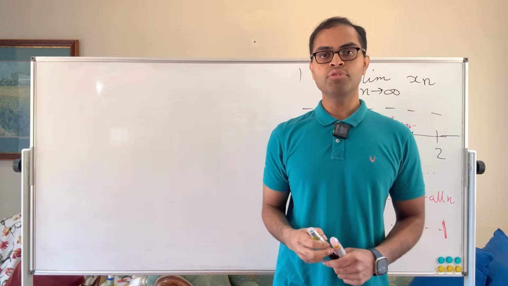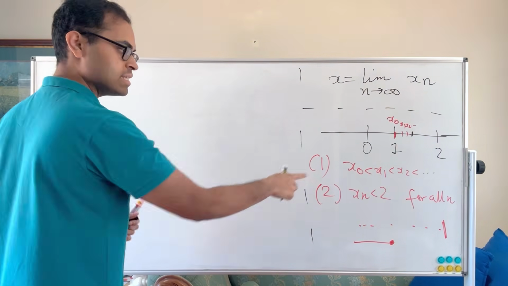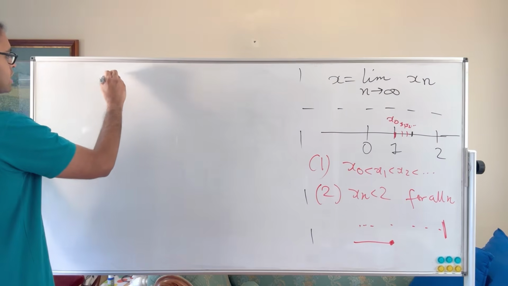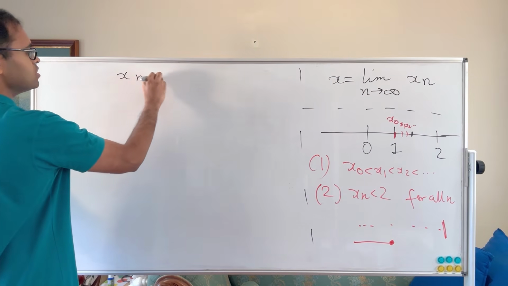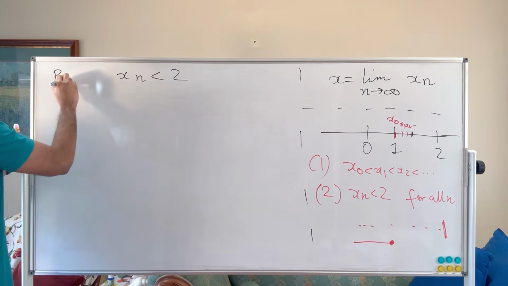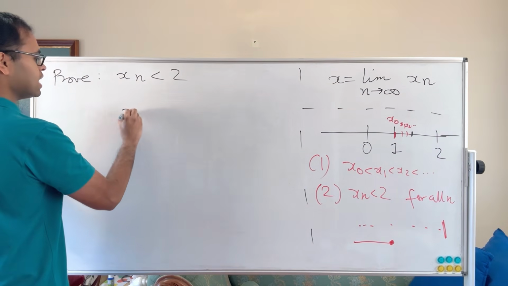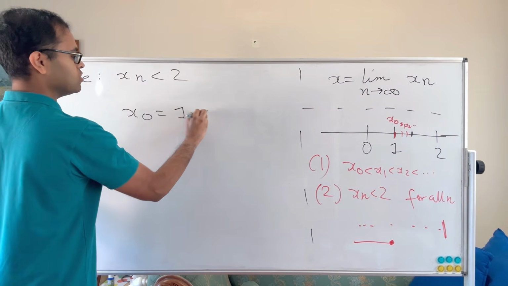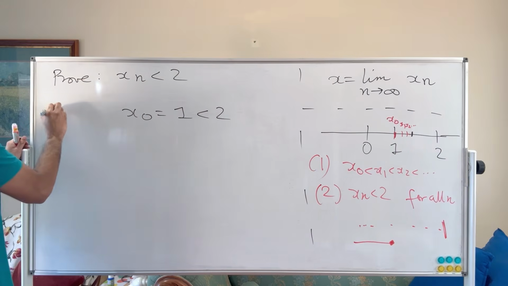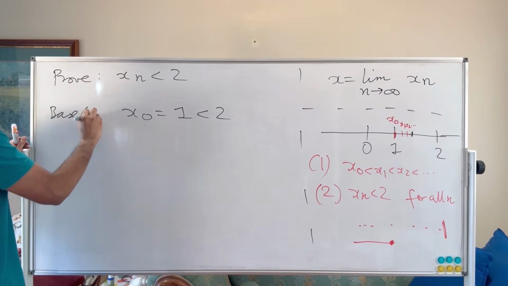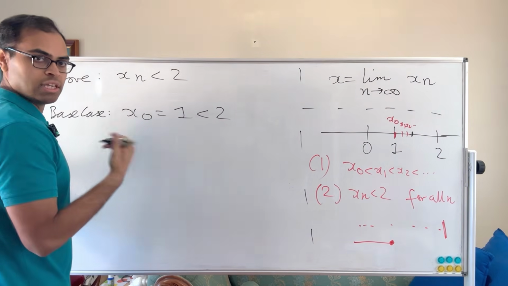So I'm going to do step 2 first. I'm going to prove that xn is less than 2 for all n. That's actually going to be an induction proof. We're going to prove this for all n, and this is a beautiful introduction to mathematical proofs. First of all, we know that x naught is equal to 1, which is less than 2. That's our induction base case. If you're not familiar with induction proofs, don't worry. This is going to introduce you to that.